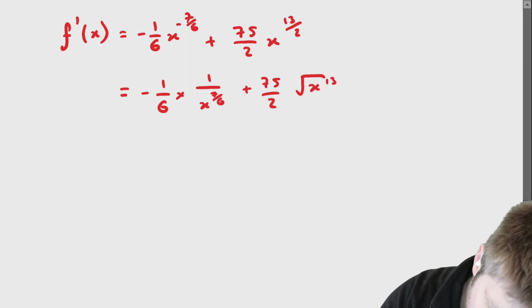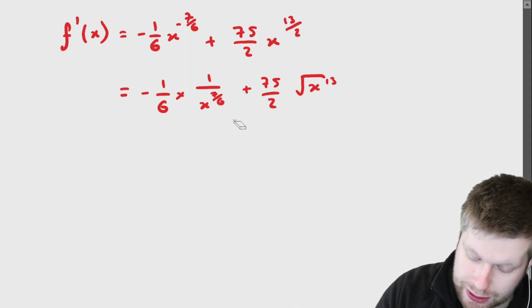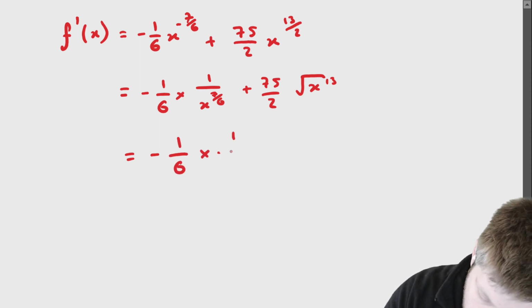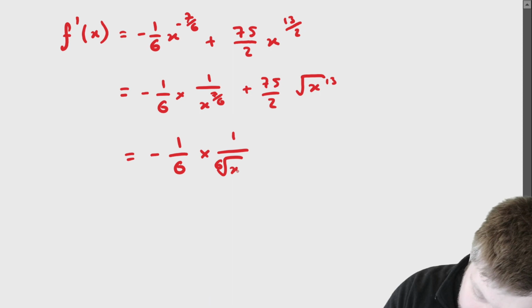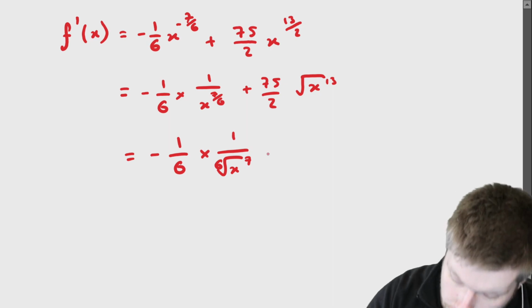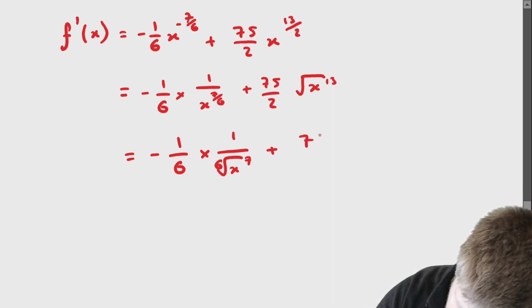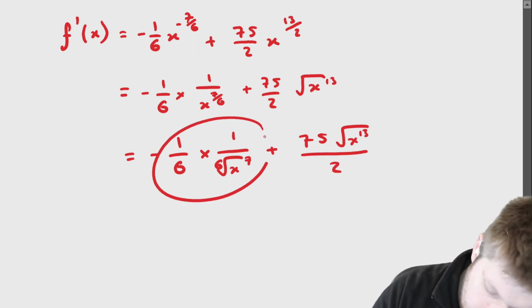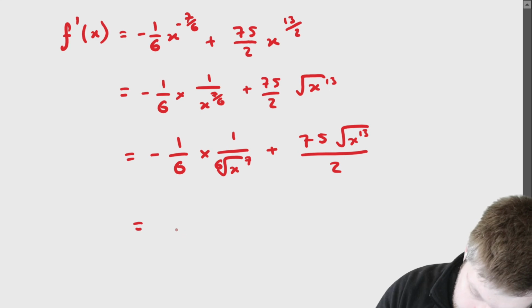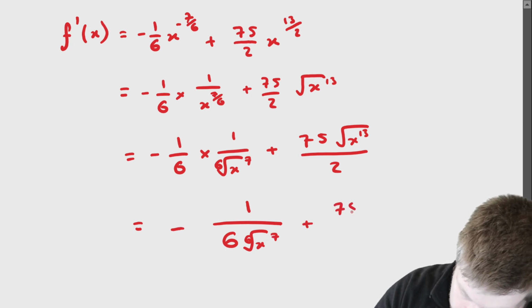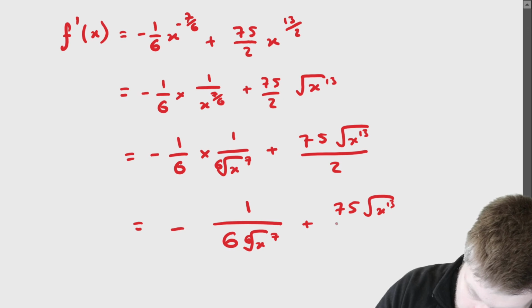Okay. Now just one final little thing to tidy up. The x to the power of 7 over 6, again, I can rewrite this, so I get negative 1 over 6 times 1 over the 6th root of x to the power of 7. Again, that denominator of the power, the fraction in the power, climbs down to become the root. Then plus, and I'm going to write this as 75 root of x to the power of 13, all divided by 2. And again, I'm just going to multiply these two fractions together. So I get negative 1 over 6 6th root of x to the power of 7 plus 75 root of x to the power of 13, all divided by 2.